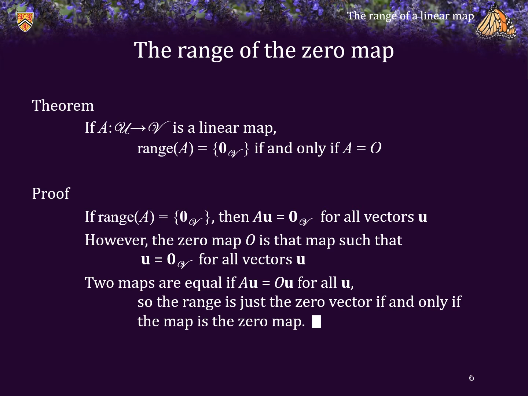Consequently, if a map is not the zero map, we are guaranteed there is at least one more vector in the range, and consequently there are infinitely more vectors in the range, as the range is always a subspace. And if there is a second vector in that subspace, then all scalar multiples of that vector are also in the range.